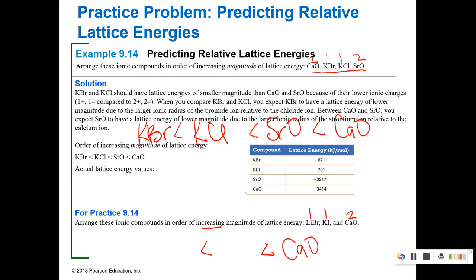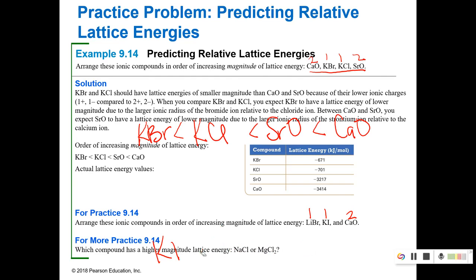Okay, so LiBr and KI. Li is really small, so it's going to be pretty close. And KI is going to be weaker, because both K and I are larger atoms than Li and Br.